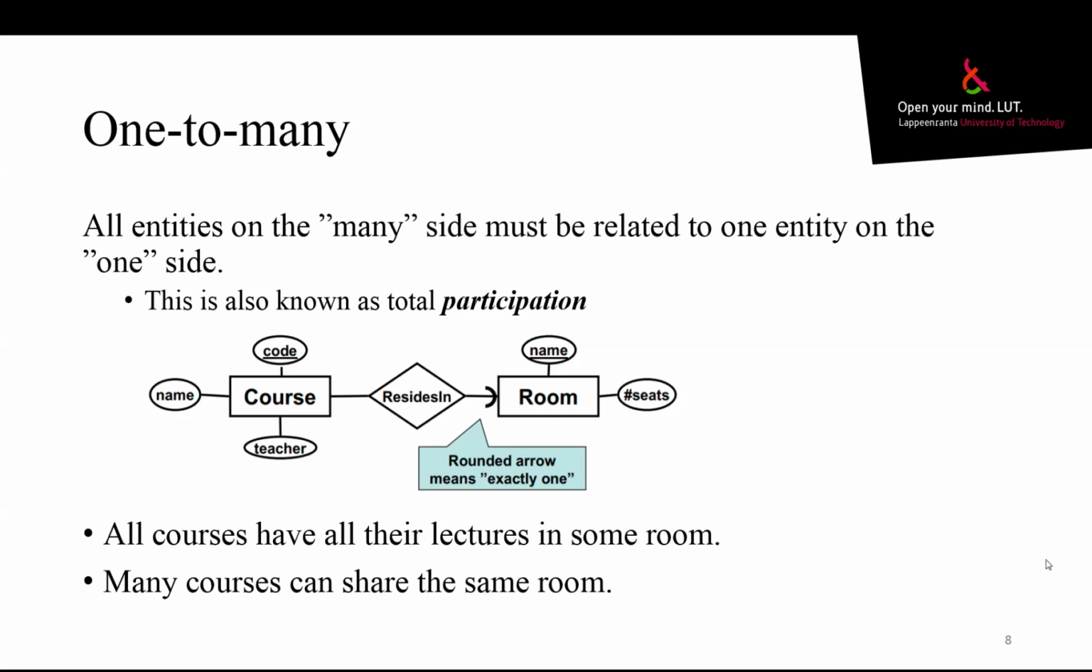So as I was saying earlier, speaking about the one-to-many relationship, one entity, let's say an entity S, can be associated with multiple entities, let's say entity Y, but entity Y can be associated with at least one entity. So that's just explaining one-to-many. And a course can have lectures in some room, but there can be many courses that can share the same room. That is one example of that.